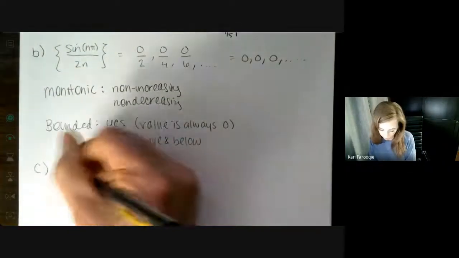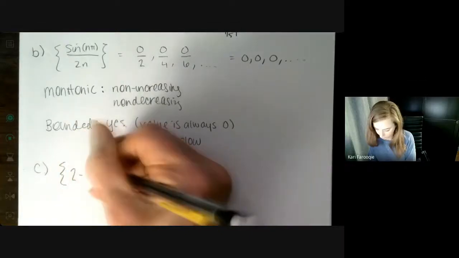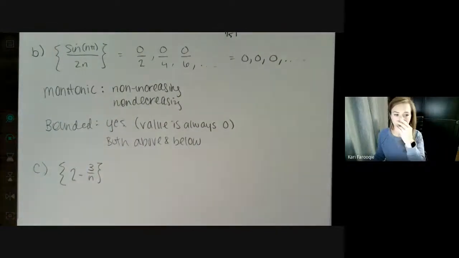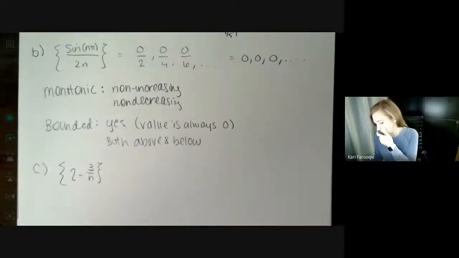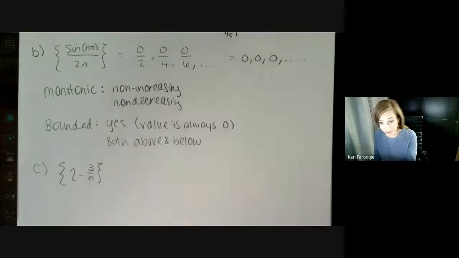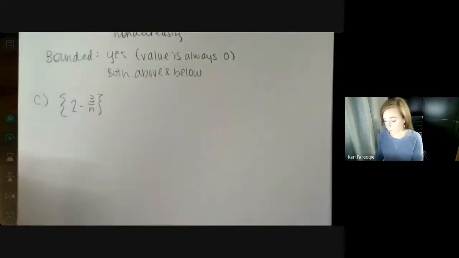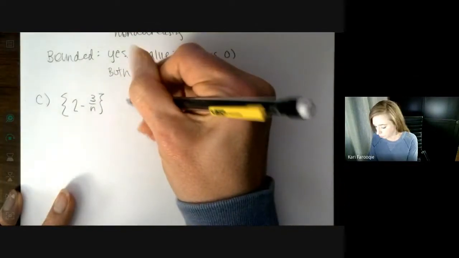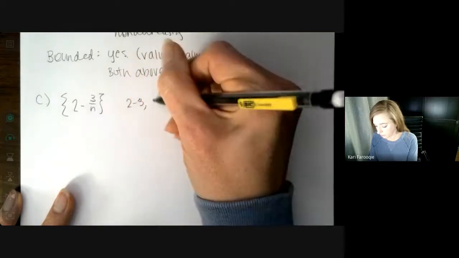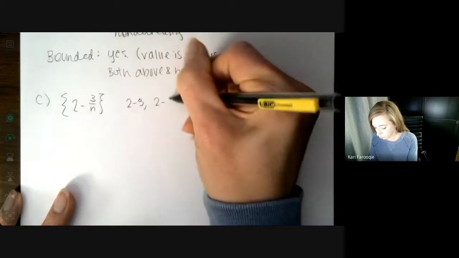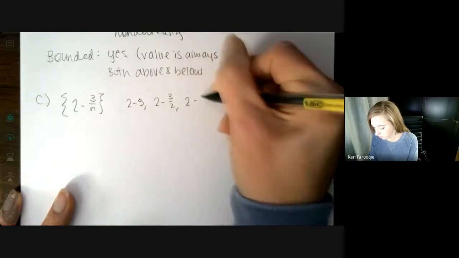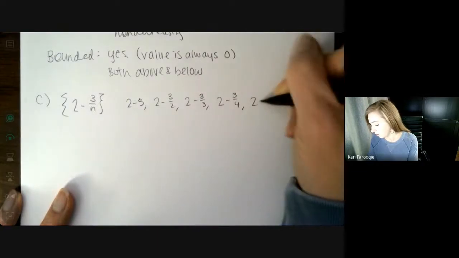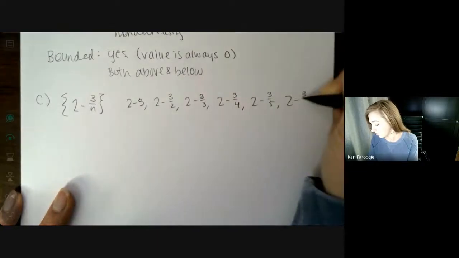The last one we're going to do today is 2 minus 3 over n. All right, so again, think about what these actual values in your sequence would have to be. If n equals 1, then your first term would be 2 minus 3. If n equals 2, you'd be doing 2 minus 3 halves. If n equals 3, n equals 4, n equals 5, n equals 6.